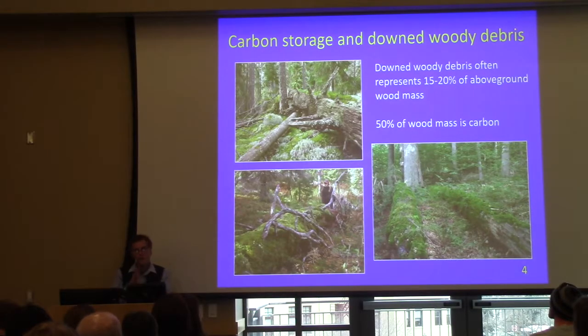So let's first talk about carbon storage in deadwood, right? So in general, downed woody debris, these logs that I'm showing in these pictures, represents about 15 to 20% of the aboveground wood mass, right? This is in an unmanaged forest. In an intensely managed forest, this number would be much lower, of course. And also, I think you folks realize this, about 50% of wood mass is actually carbon mass, right?